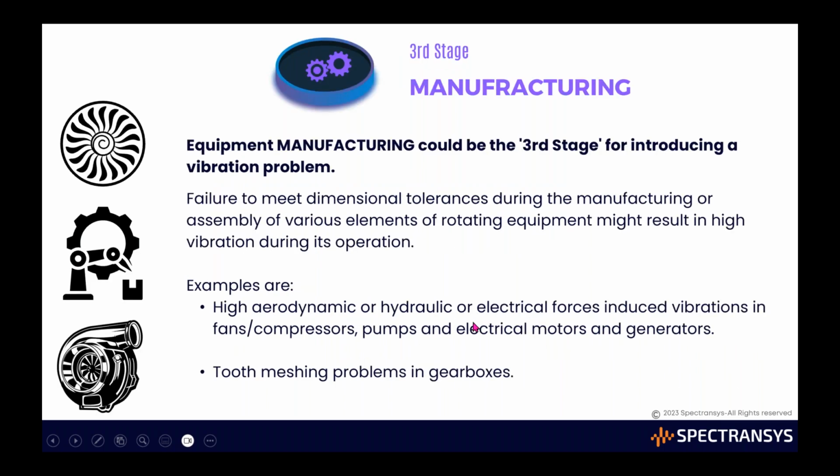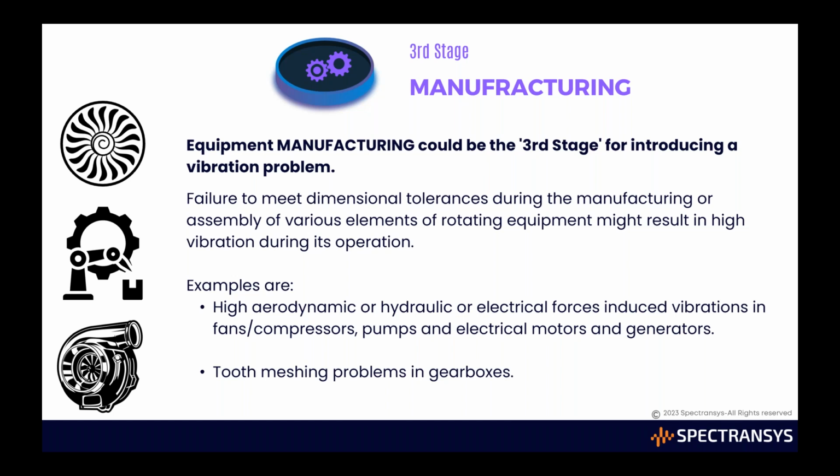Now the third stage is the manufacturing stage. Here, most of the machines which we are dealing with, some of them are very high speed machines, and precision clearances and precision dimensional tolerances are required. Failure to meet these dimensional tolerances during the manufacturing or the assembly of these various elements can pave the way for high vibrations when the machine is put into operation.